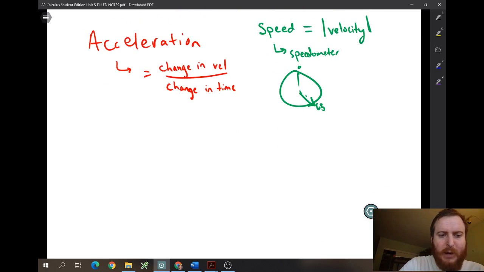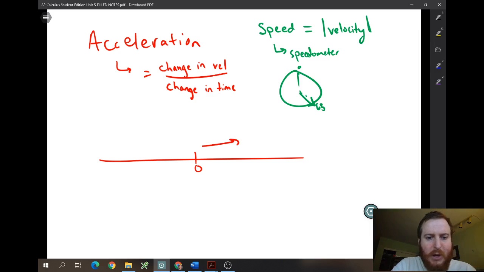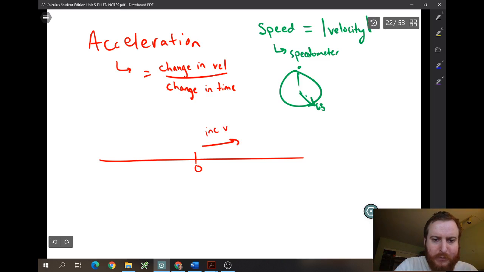So I kind of want to talk about, hey, maybe you're in a car, right? Here's the origin, and you start moving forwards. Well, if I just slam on the gas, right? I'm starting off at 0 speed, and I just start increasing my speed. Then I'm increasing my velocity. I'm also increasing my speed. I'm speeding up. And my acceleration will be positive, right?